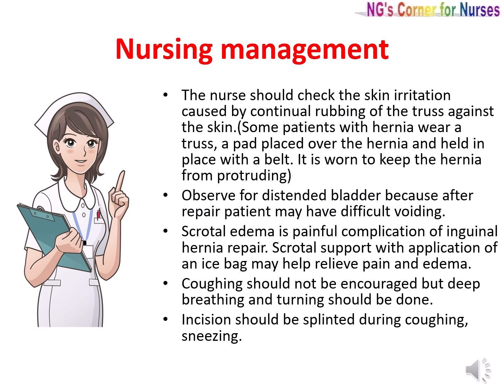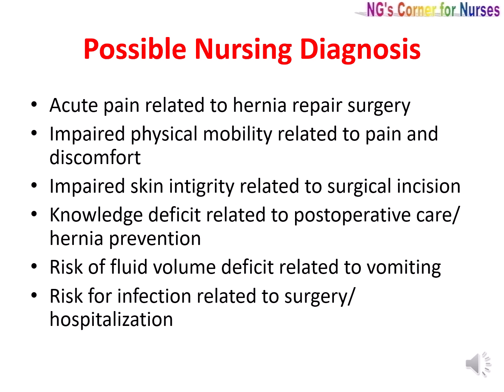Coughing should not be encouraged, but deep breathing and turning should be done. And the incision should be splinted during coughing or sneezing. It should be splinted by an abdominal binder or with a pillow to reduce pressure on the surgical site. These are some possible nursing diagnoses related to hernia. Please go through them and prepare a nursing care plan of your own.